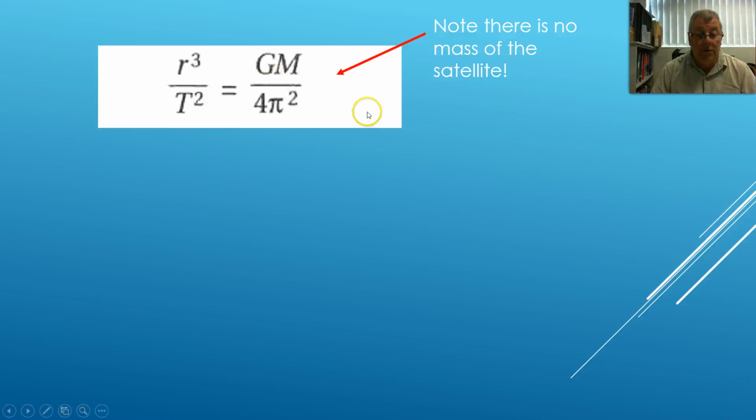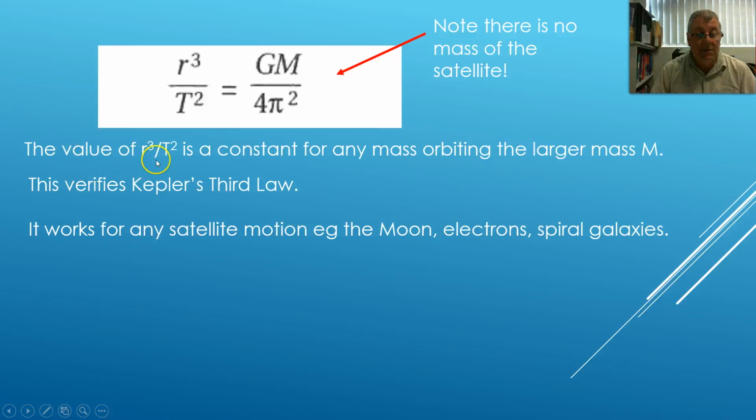And that tells us a few things, this arrangement. It tells us that the ratio r cubed divided by t squared is a constant for any mass orbiting a larger mass, and this is effectively Kepler's third law. And it works for any satellite motion, be it the moon around the Earth, electrons or spiral galaxies.